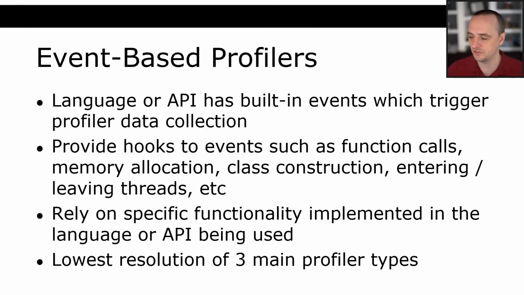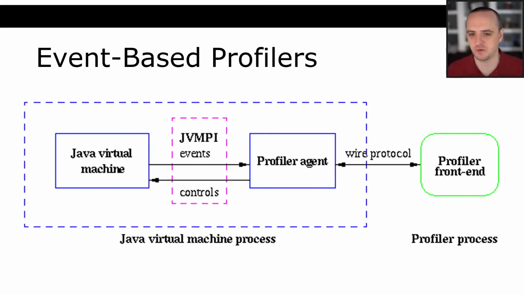Of the three different types of profiler that we're going to be talking about, these have the lowest resolution, if you will. So event-based profilers kind of look like this. Let's say we have the Java virtual machine. JVMPI is a library that you can use for Java. It has events built into it that let you do some profiling. You have some profiler agent and a front end, and this agent runs in the background, listens for events, and is then able to profile your code even in real time sometimes. So this is an event-based profiler.